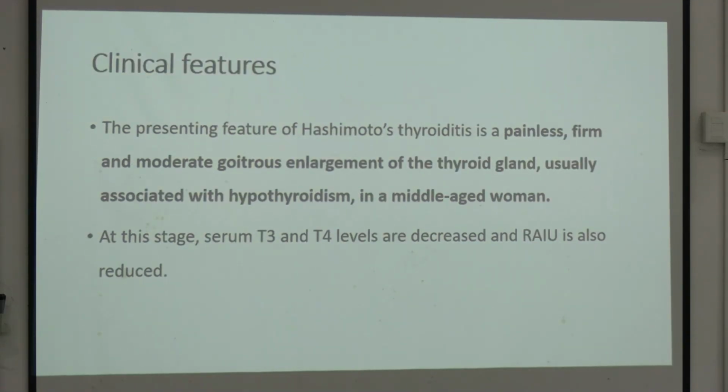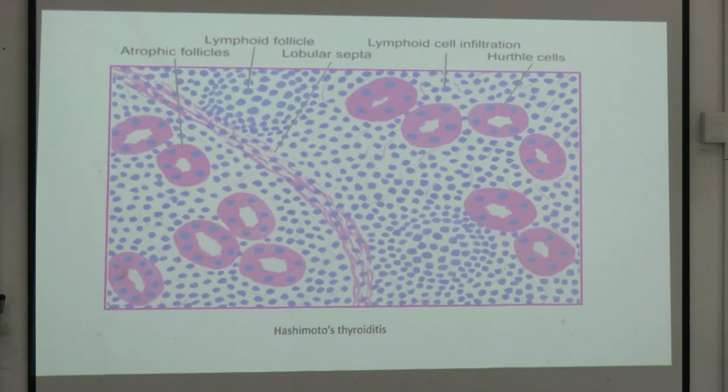Clinical features. The presenting feature of Hashimoto thyroiditis is painless, firm and moderate goitrous enlargement of the thyroid gland, usually associated with hypothyroidism in a middle-aged woman. At this stage, serum T3 and T4 levels are low and radioactive iodine uptake is also reduced. This is the picture of Hashimoto thyroiditis. You can see lymphoid follicles. These are lymphoid follicles, lymphoid cell infiltration, and these are Hurthle cells.